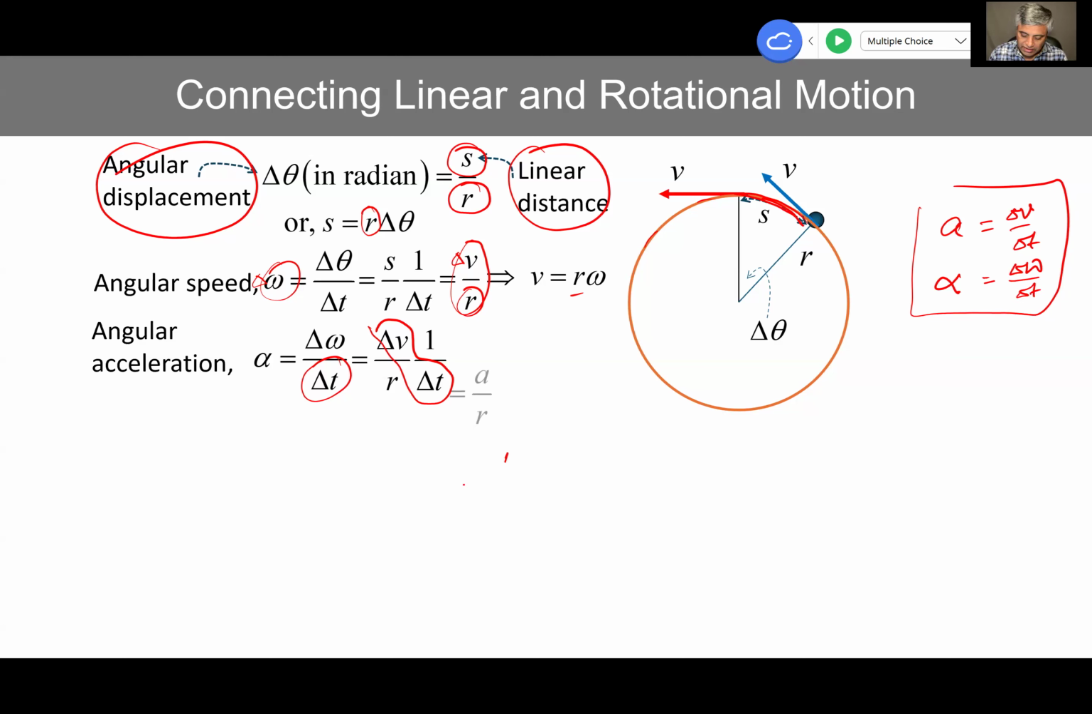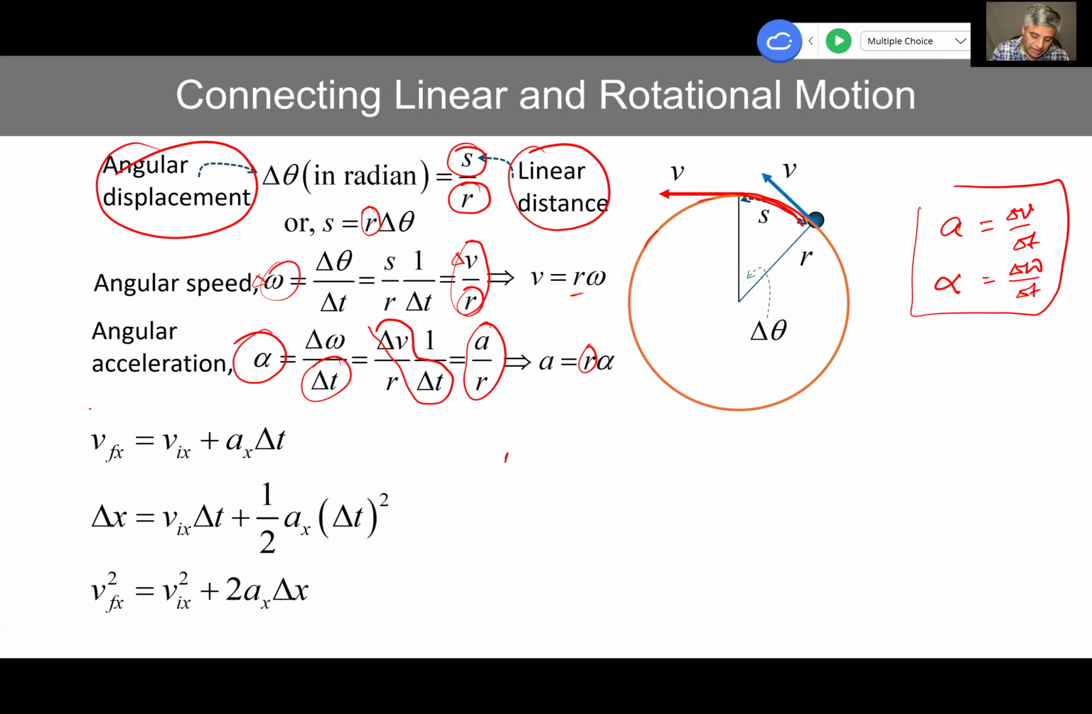Okay, so that's that. And now we can relate this linear acceleration and angular acceleration. And again, that's the R. Because of this kind of relationship between the angular and linear world, we can use the same ideas, those equations, to grow from linear kinematics to angular or rotational kinematics. So these equations, I hope you remember them. Of course you do.